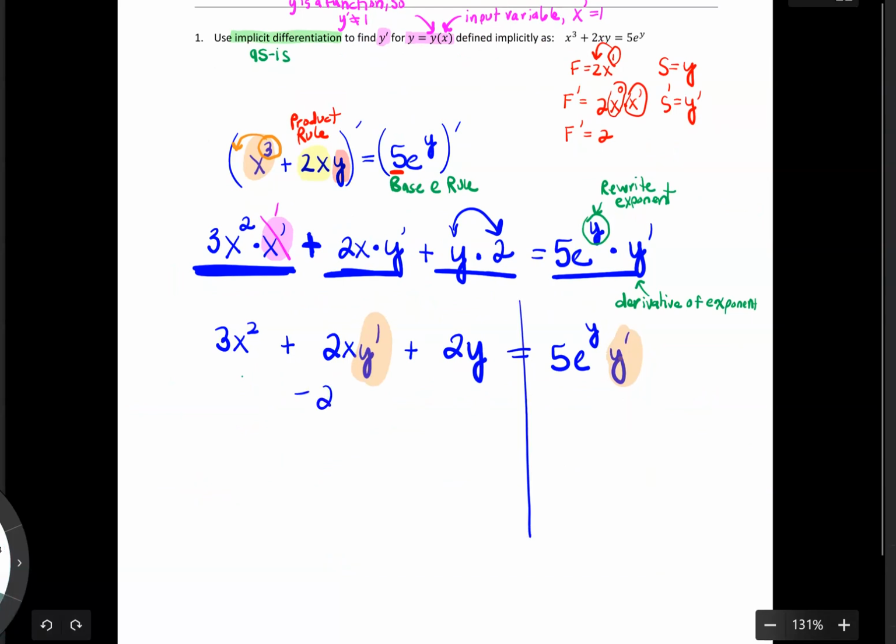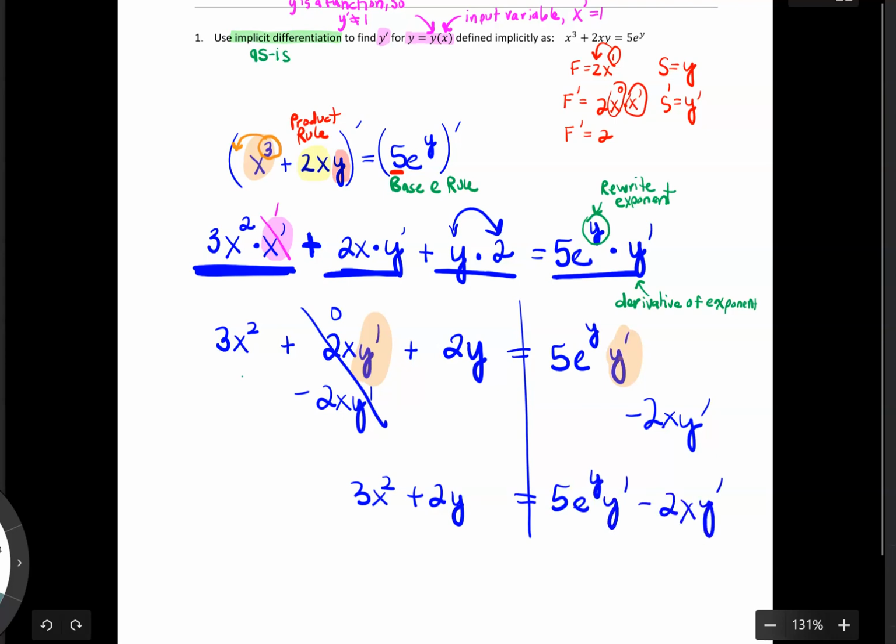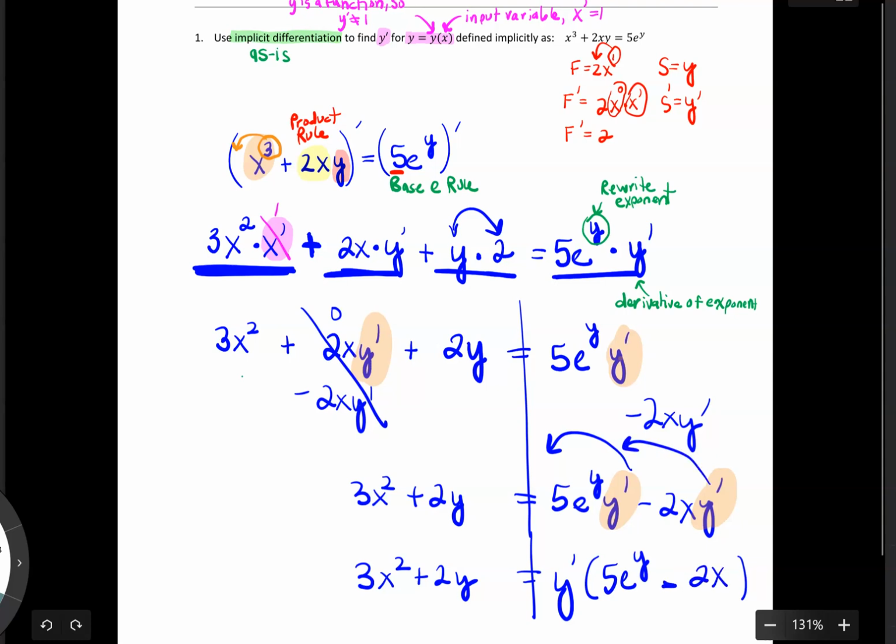So I need to get those on the same side of the equation. I'll just go ahead and subtract the 2xy prime from both sides. So this is just algebra. We're not doing calculus right now. That'll leave me a 3x squared plus 2y on the left, and I'll have a 5e to the y y prime minus 2xy prime on the right. Again, I need to isolate that y prime. It's still in 2 locations, so I'm going to factor out a y prime. When I do that, that's going to leave me with a 5e to the y in the first group minus a 2x in the second group.